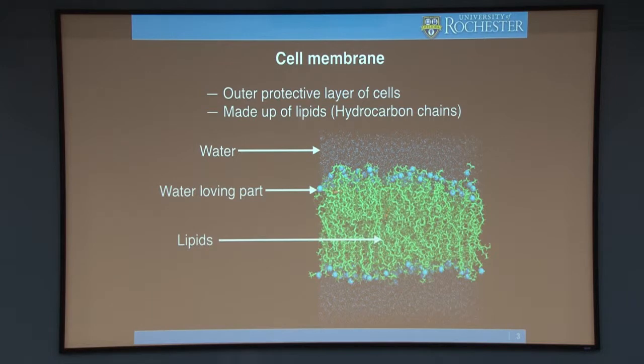The cell membranes have what I call the water-loving part, a hydrophilic part at the top, which interacts with water. Inside the cell membrane are these lipids, which are long hydrocarbons that don't like water. So it acts as a barrier between the inside of the cell and the outside of the cell.